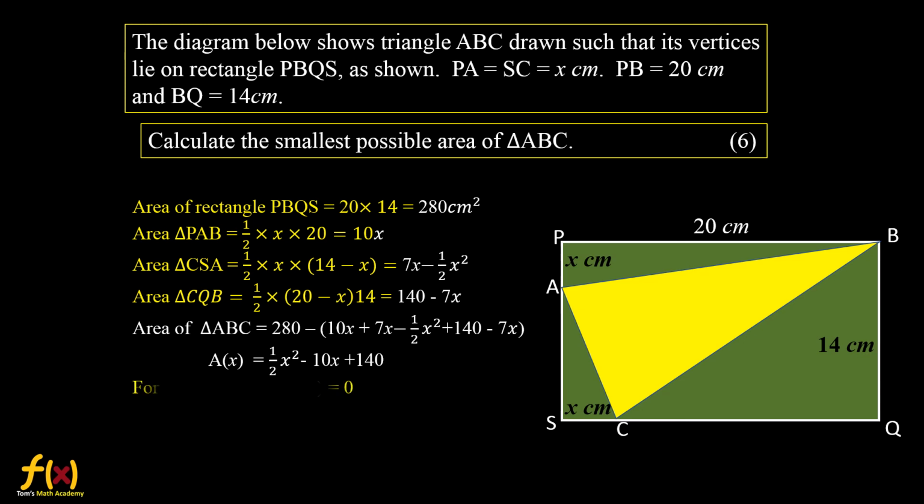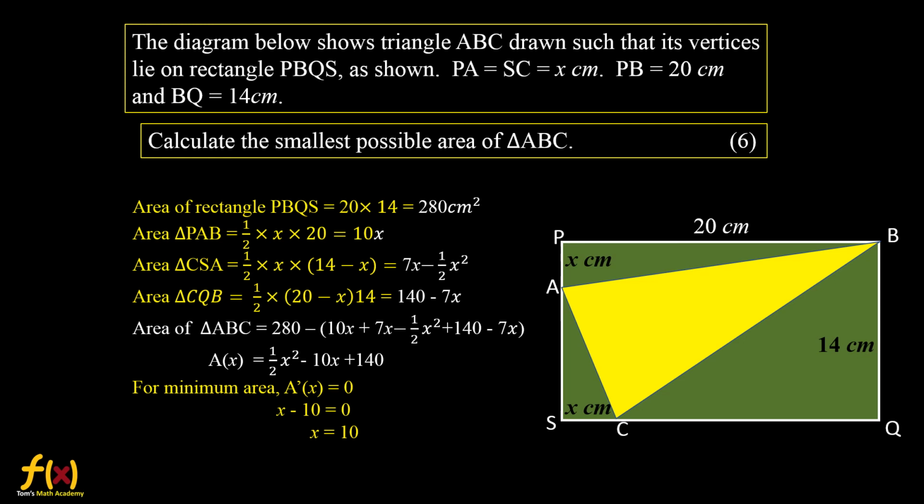Now for minimum area, we are applying calculus only at this stage. A dash x, the derivative, equal to 0. If you imagine the parabola, the minimum point is the turning point. At the turning point, we know that the gradient is equal to 0. That is the idea we apply here. We find this derivative, x minus 10 equal to 0, and therefore x equal to 10.